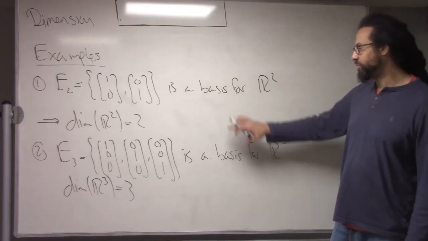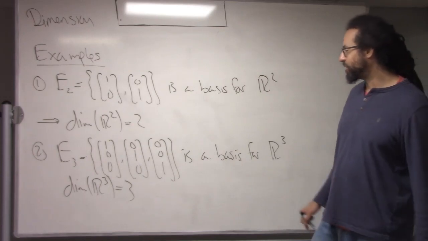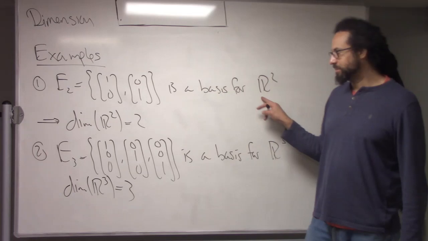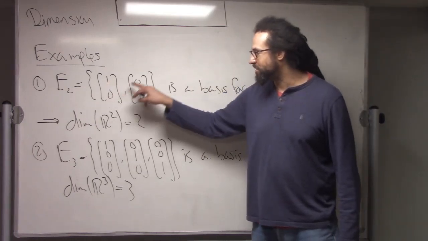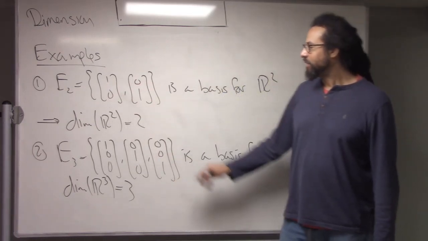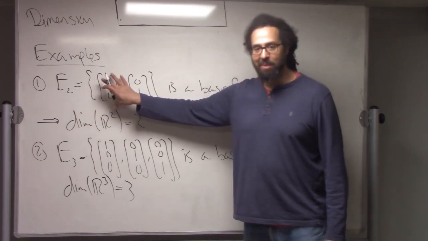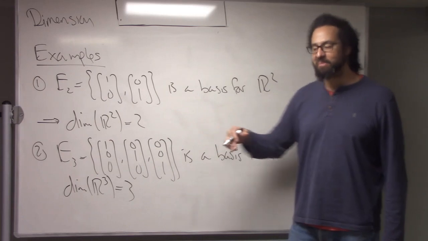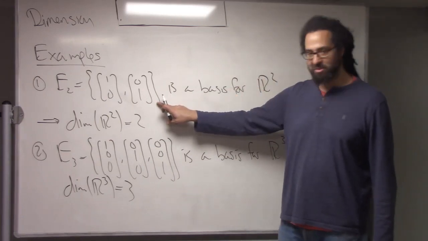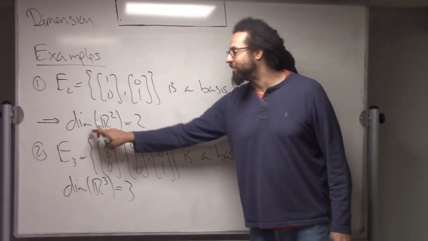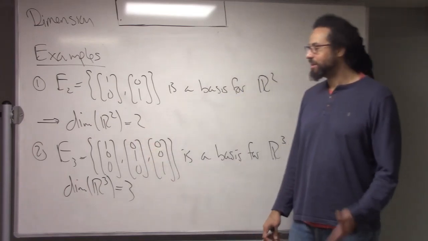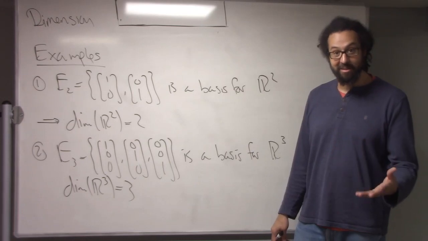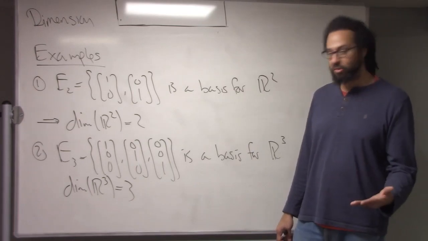Alright, here are two fundamental examples. So E2, the standard basis for R2, consists of these two vectors (1, 0) and (0, 1). So E2 is a basis for R2. It's got two vectors in it. Therefore, every basis for R2 will have two vectors in it. So that means the dimension of R2 is 2. R2 is the Cartesian plane. It's a plane, and so we would expect that it has dimension 2.